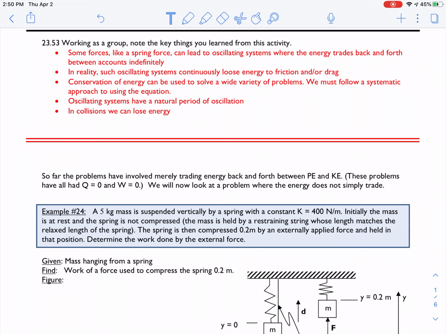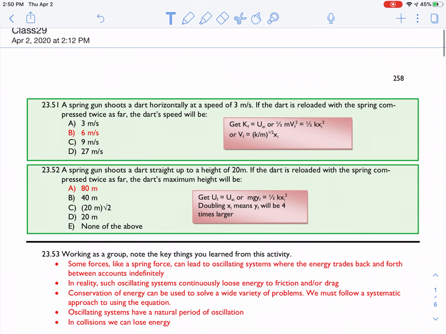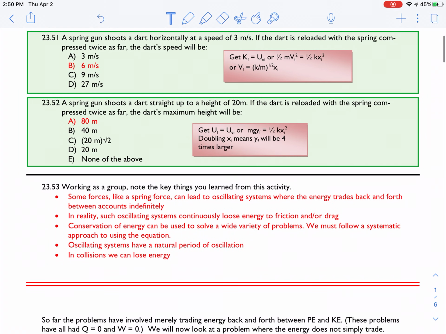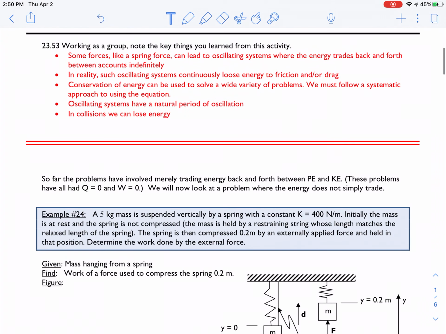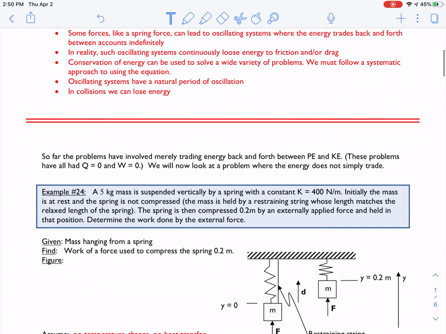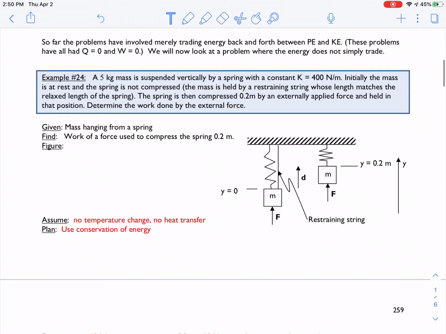This is for Friday, April 3rd. And this is where we start. This is page 258. You've already done the previous clicker questions, and hopefully you checked the summary at the top. Now we are going to start from the example problem, example number 24, on this page.